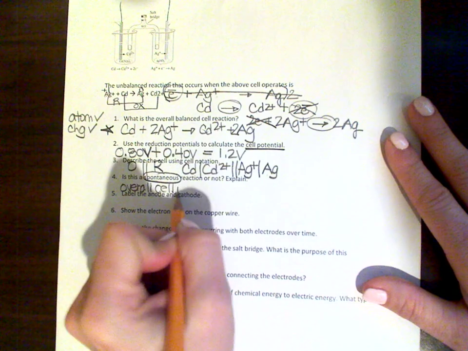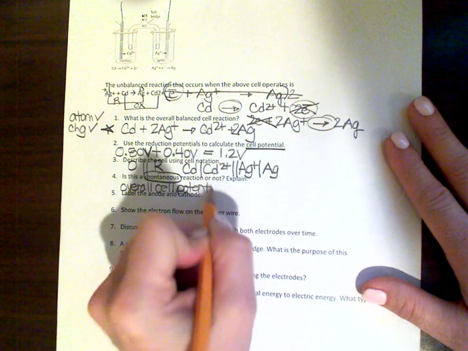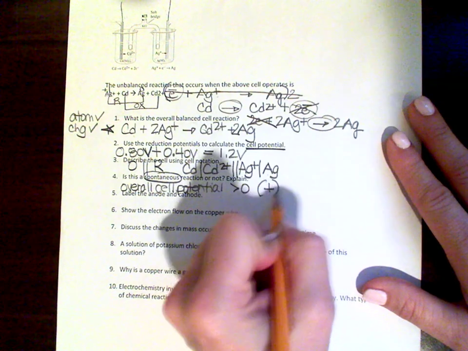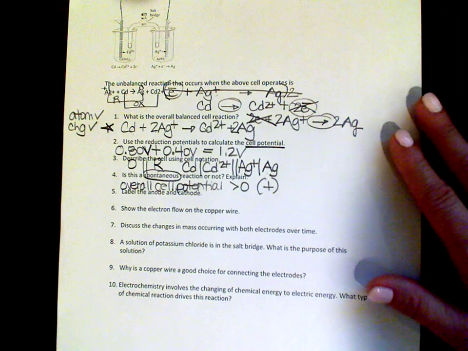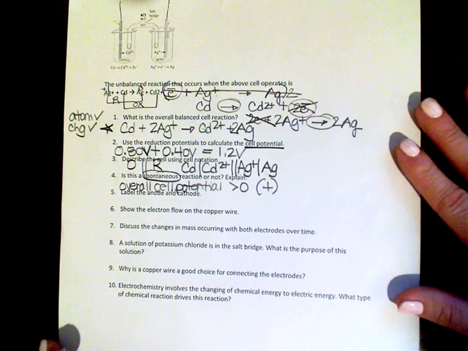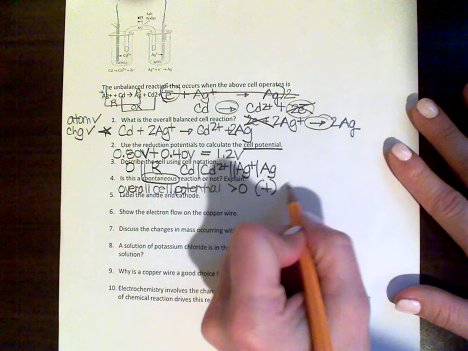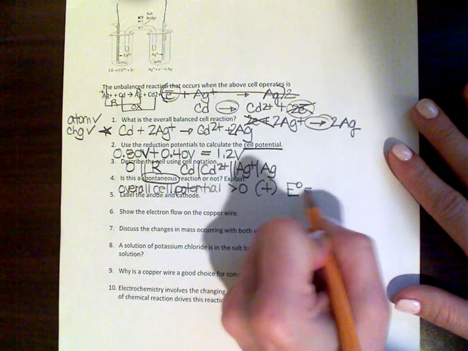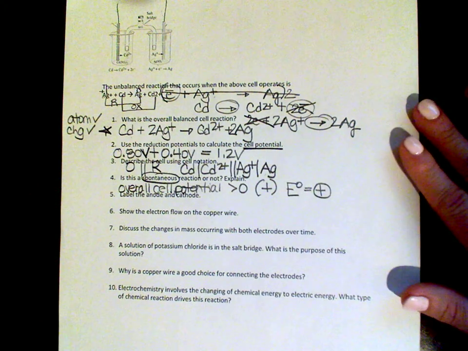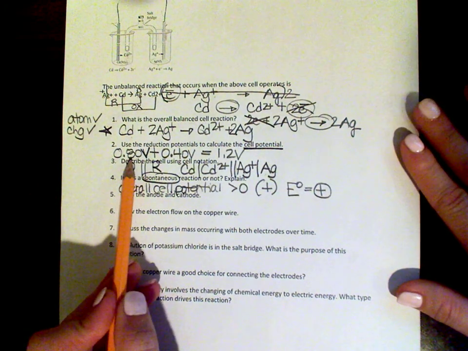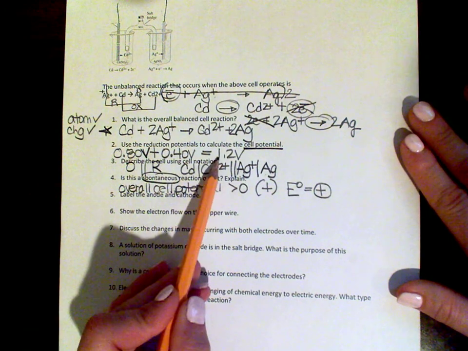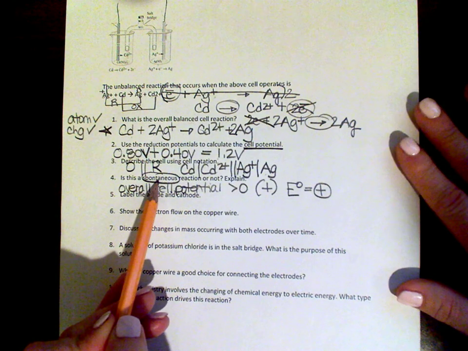cell potential is greater than 0, or a positive number. These are going to be spontaneous reactions. They will always end up being positive, and we call that cell potential the E0 of the cell. When the E0 is positive, again, positive 0.8 plus 0.4 gives us a positive 1.2. We say this is a spontaneous reaction.